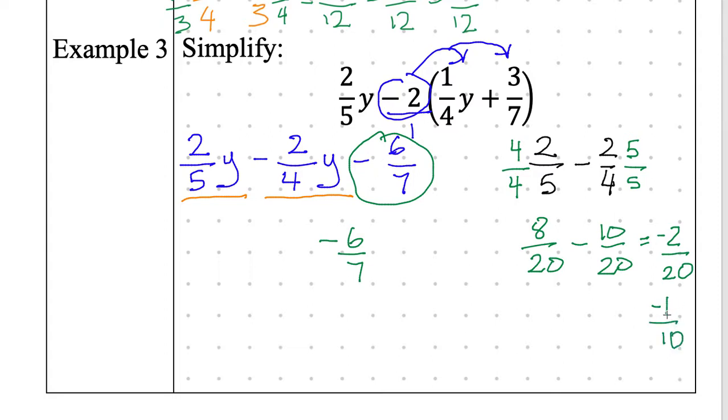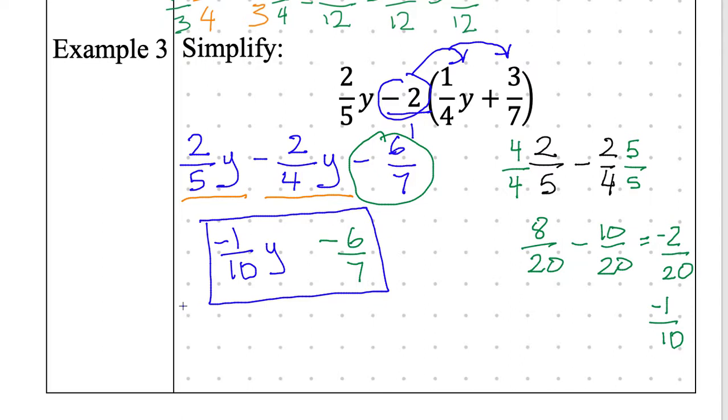And that is the coefficient, or the number in front of the variable for y. So if I come all the way back over here, the answer here is -1/10, which is that number that I found, y. And there is our final answer for number 3.